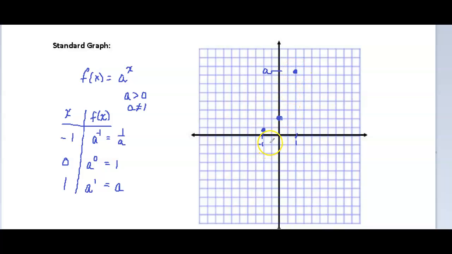Now, if we were to continue this pattern, we would notice that the graph of f of x would never pass the x-axis. It will remain positive. And this is what the graph of f of x would look like, with a horizontal asymptote at y equals 0.